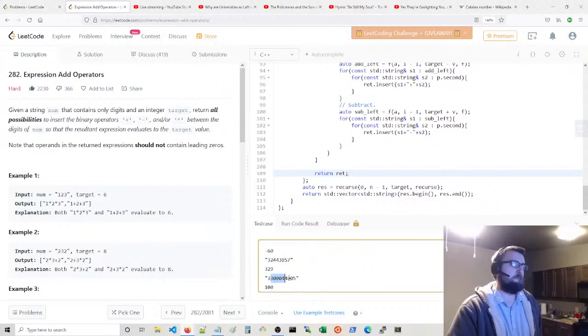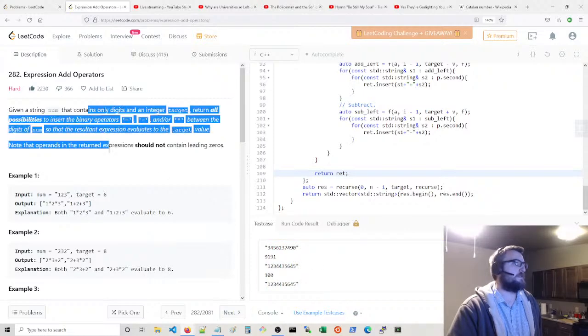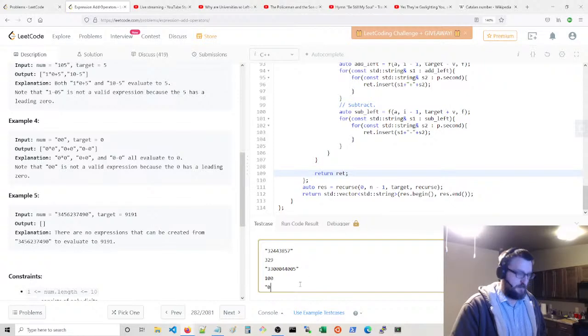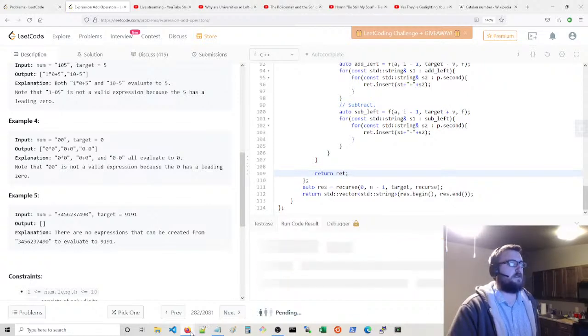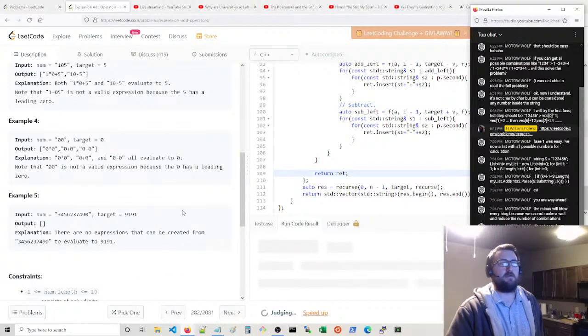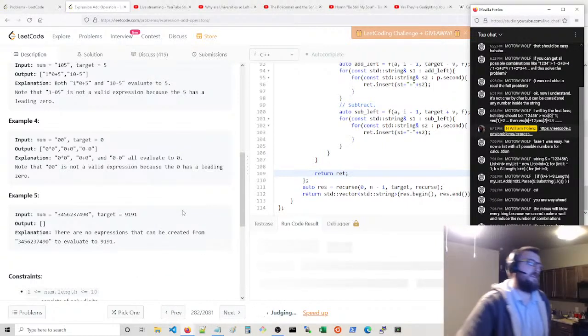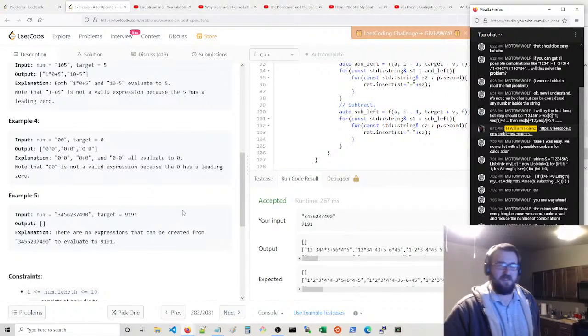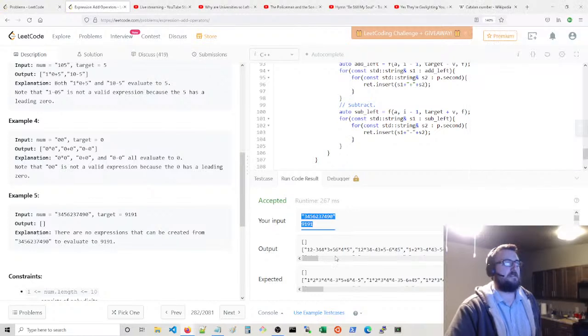No zeros. We have addition, subtraction, multiplication. Oh yeah, we could try multiple zeros. Try that. See what happens when we do that. That's a really tricky edge case. It's very complex code. That's putting it lightly. There's a lot going on here. Oh, we got that one too. Sweet.